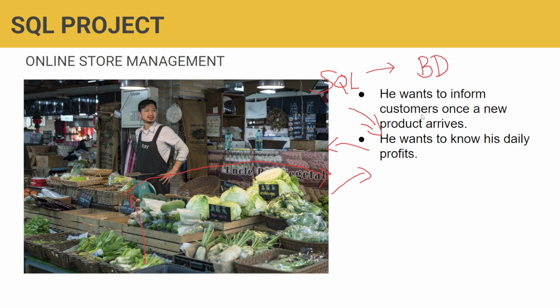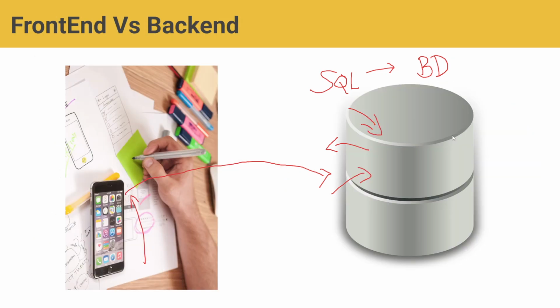He wants to inform customers once a new product arrives. So if you want to inform your customer, you need to save customer data somewhere, in a database. So you need to design a database to save customers data first. Okay, that will be your first initial requirement. Then we can handle the other requirement, that is the way you can track daily orders and how to get daily profits.